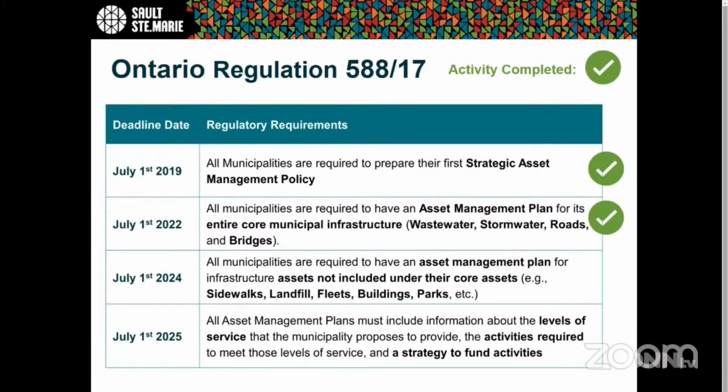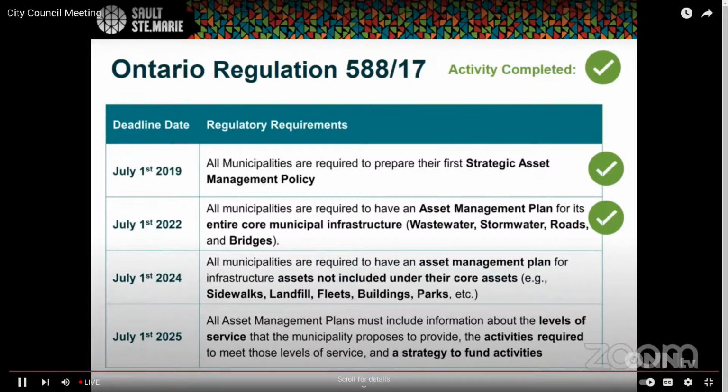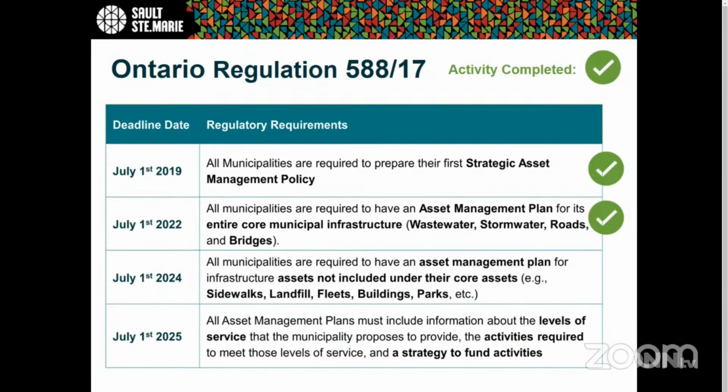So in 2017, the province passed Ontario Regulation 588/17. By 2019, municipalities in Ontario were required to prepare a strategic asset management policy, which council adopted in Sault Ste. Marie about 3 years ago. Fast forward to this year, we're required to have an asset management plan for our core municipal assets, that being the wastewater, stormwater, and our road infrastructure and bridges. That had to be in place by July 1st, 2022, which you will hopefully endorse tonight.